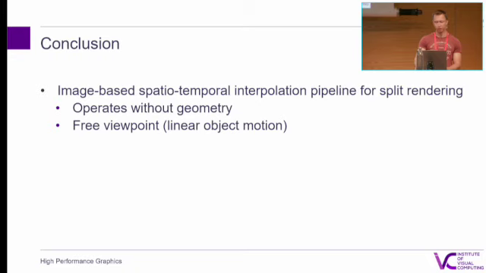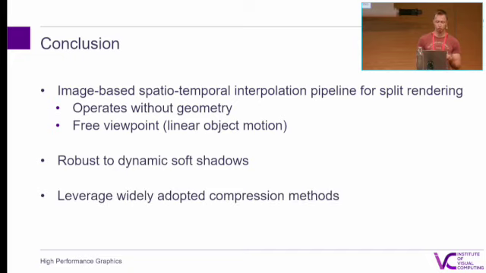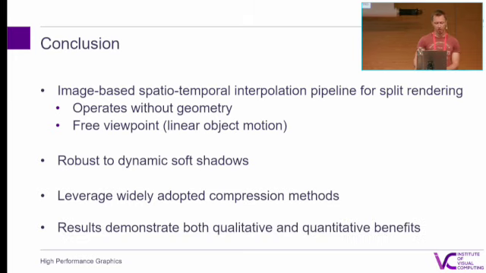In conclusion, we provide an image-based spatio-temporal interpolation pipeline for split rendering, which operates without the need of any geometry, so it's purely image-based. We allow for a free viewpoint, although we do assume linear object motion between frames. And we're also robust to dynamic soft shadows. We can leverage widely adopted image compression methods, and our results do show a qualitative and also quantitative benefit over the comparison methods.